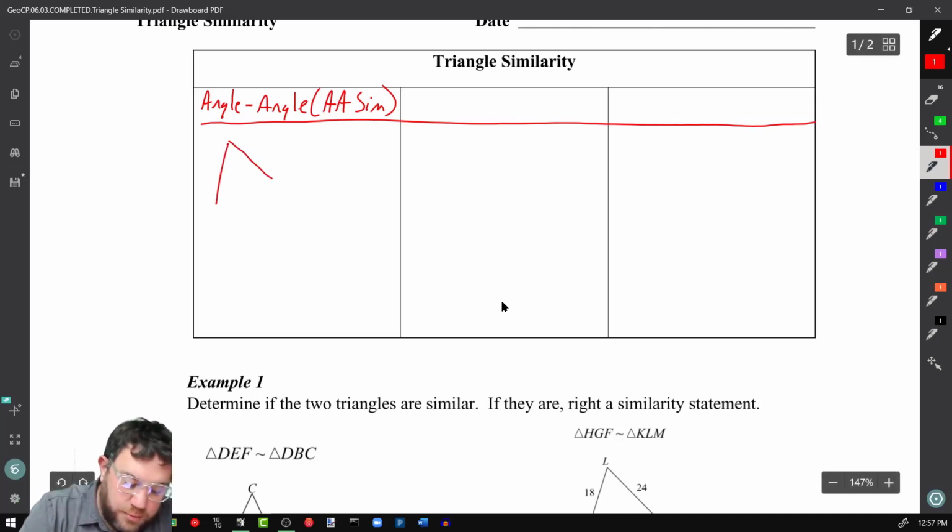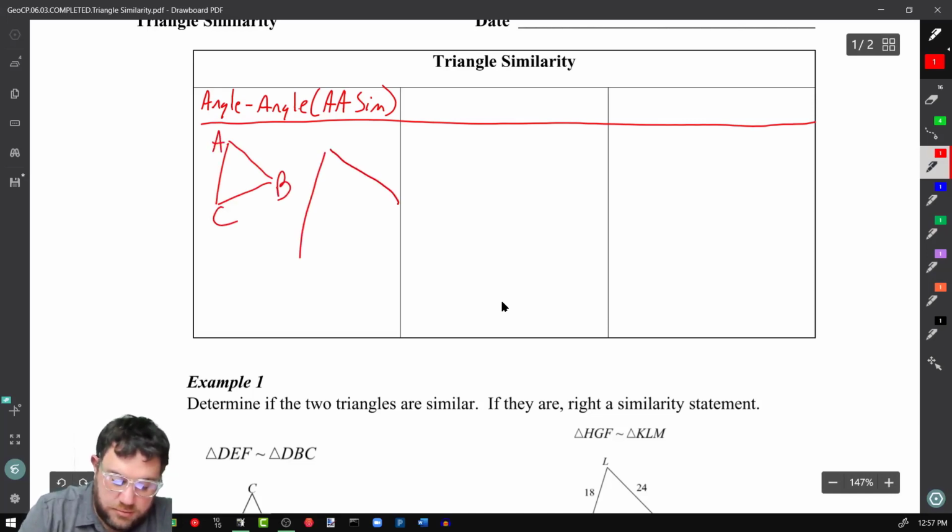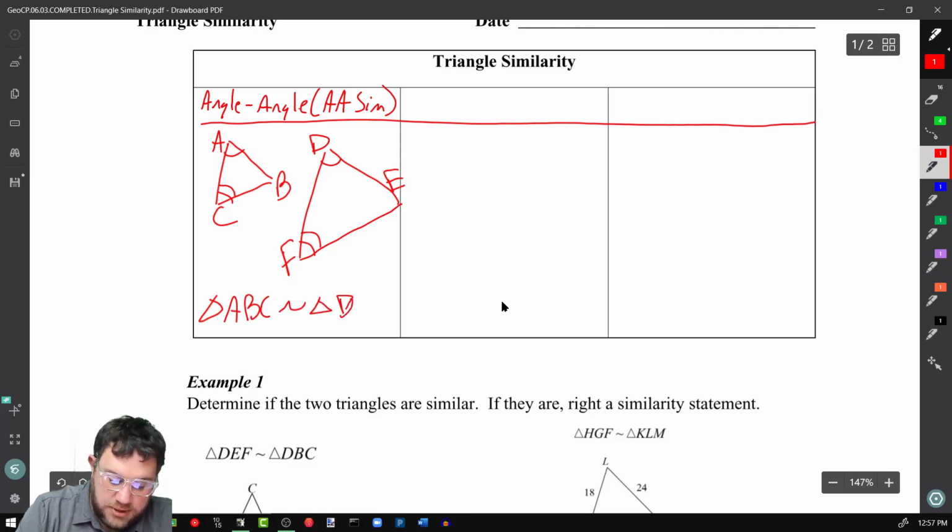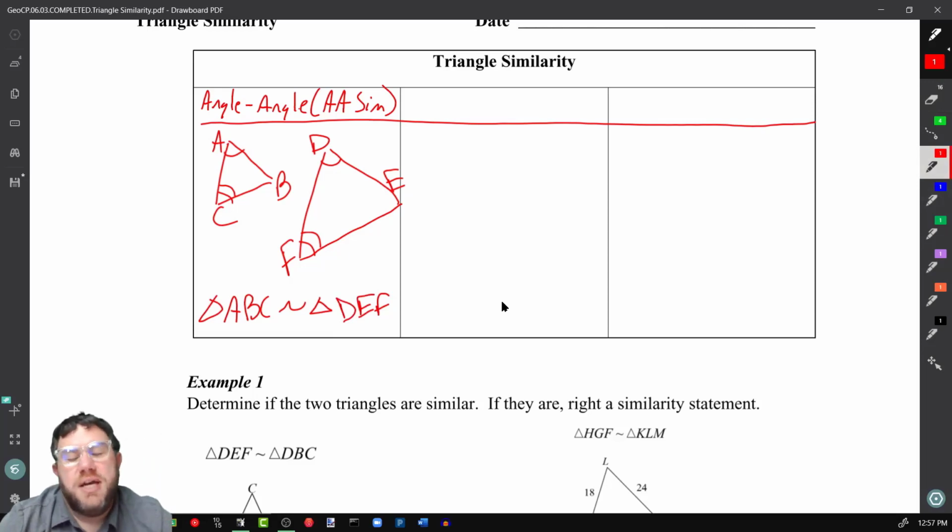That if we have 2 pairs of corresponding angles that are congruent, so if we know A and D are congruent, we know C and F are congruent, that's enough to prove that triangle ABC is similar to triangle DEF. And we're not going to get into the proofs of why this works, but it does. So anytime you have 2 pairs of corresponding congruent angles, then you have similar triangles.